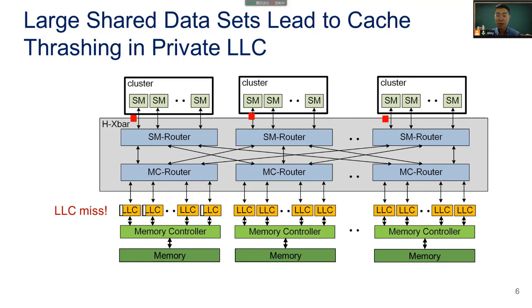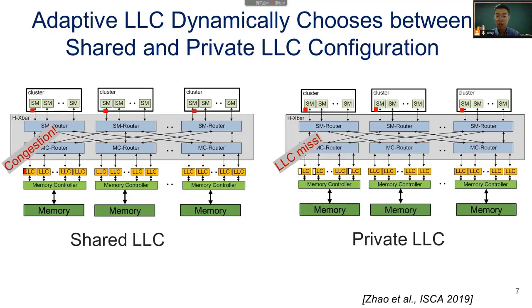Although the previously proposed adaptive LLC can choose between shared and private LLC, it's still too coarse-grained. So this is how adaptive LLC chooses between shared and private LLC. It's very clear it cannot solve the problem.